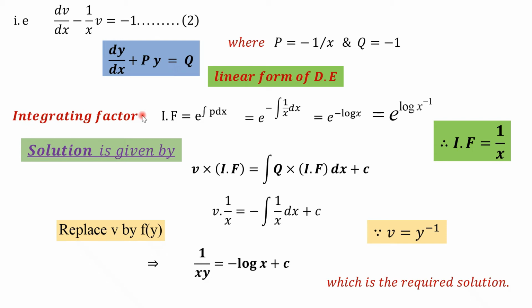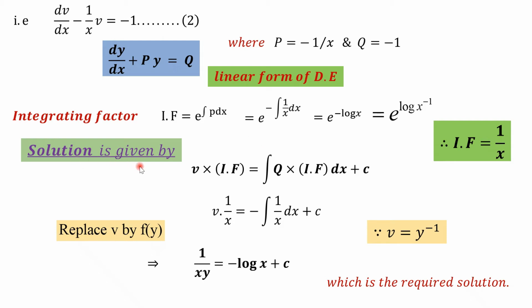Now the integrating factor I.F. = e^(∫p dx). Substitute the value of p from above, that is -1/x. We get e^(-log x) after integration. Now take this minus to the power of x, we get e^(log x^(-1)). Thus I.F. = 1/x.